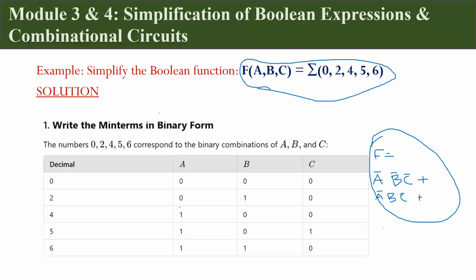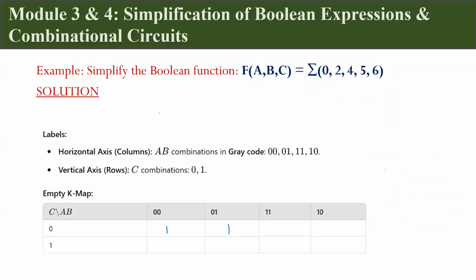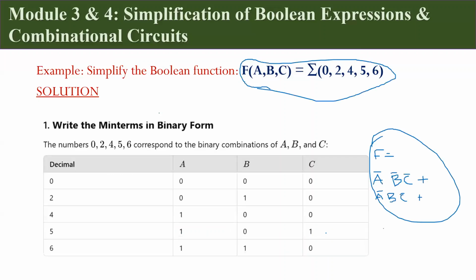So the next one is 1, 0, 0, right? Yes, 1, 0, 0. AB is 1, 0, and then what? 0. Are we together, everybody? Yes, sir. And the next one is what?